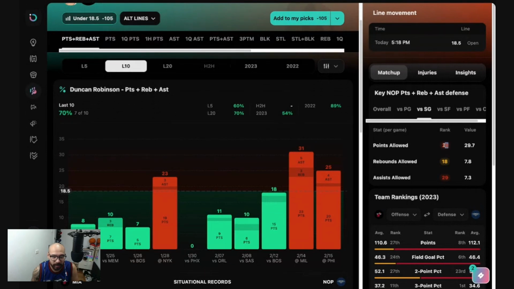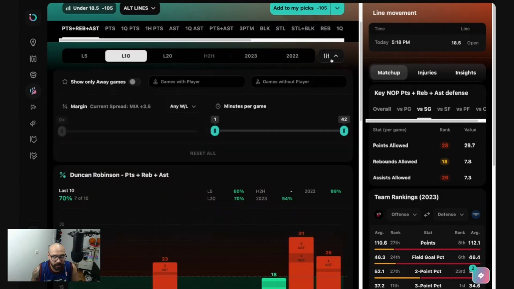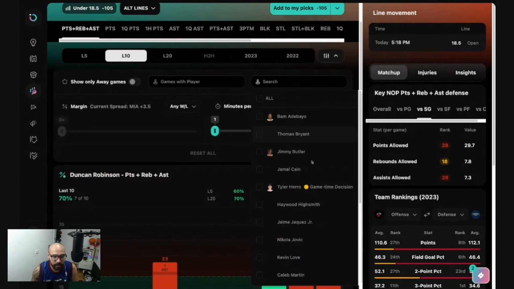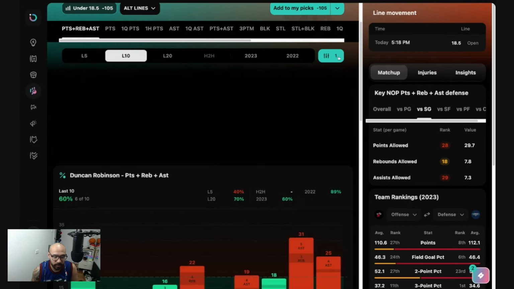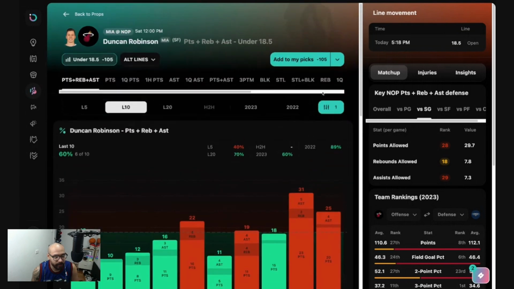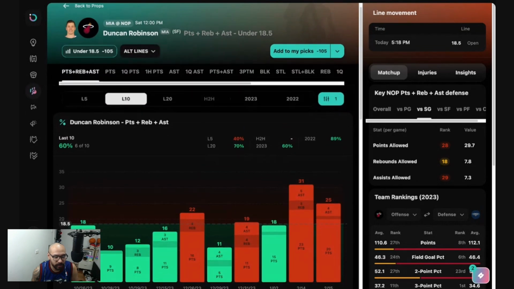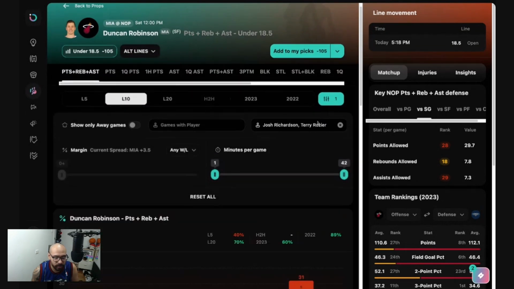The matchup, it's a good matchup for overs, right? So what we do want to check, because they do have a few injuries, let's go Josh Richardson, Terry Rozier. His games without those 2 firstly, right? So he's gone under in 6 of 10, but he's gone over in his last 2.